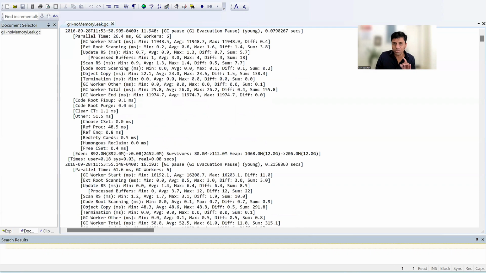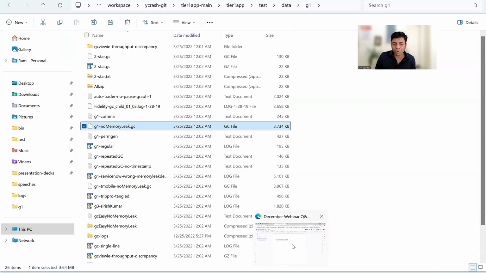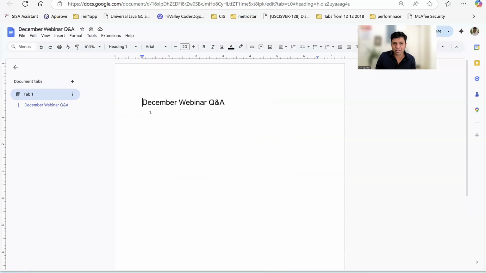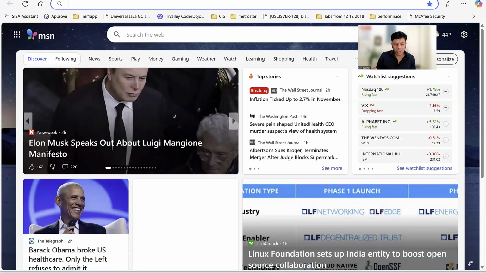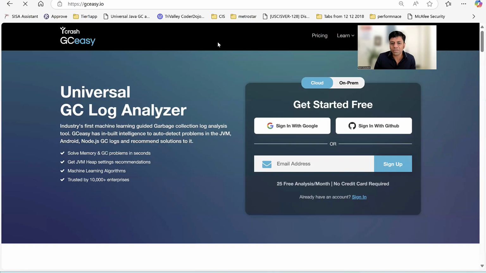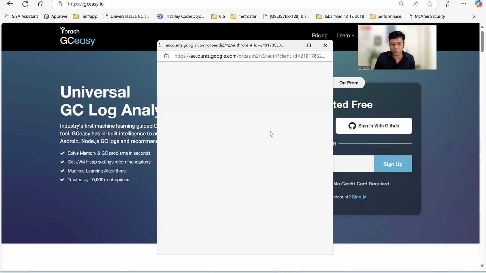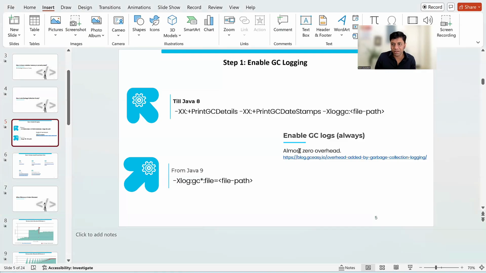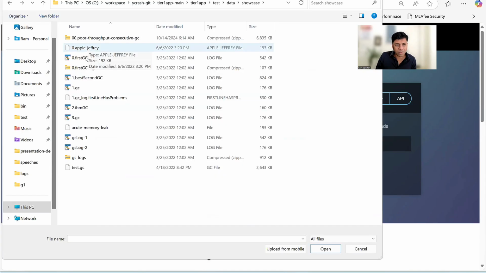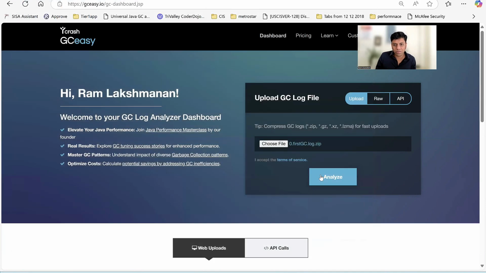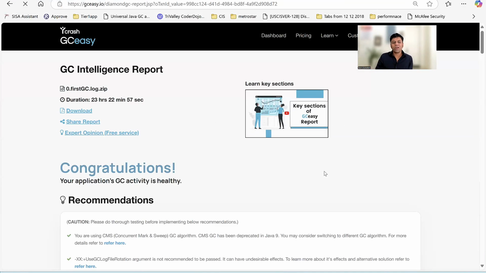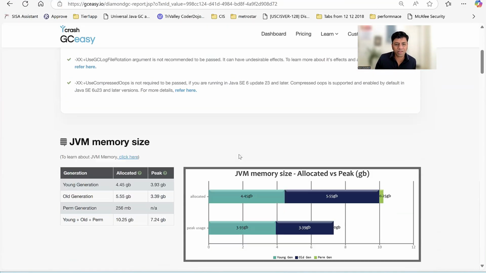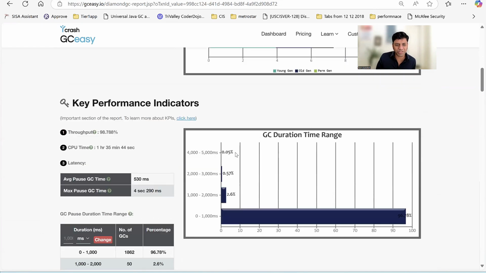But now what you can do is take this file and upload it to one of the tools that I highlighted. For our demonstration, we will use GCeasy. So I can come in here. Once I sign in, I can upload a sample GC file. I'm uploading a sample GC log file. Once it's uploaded, it's going to parse it and give me all the information.